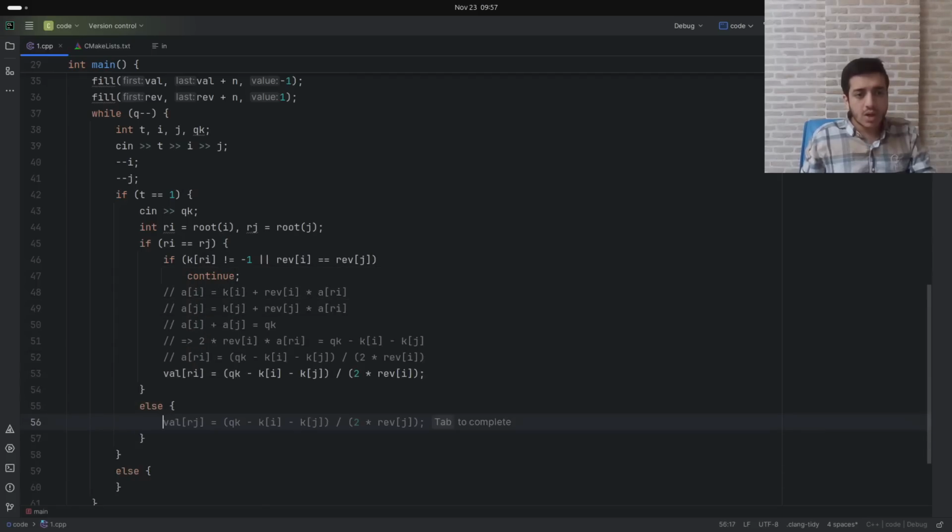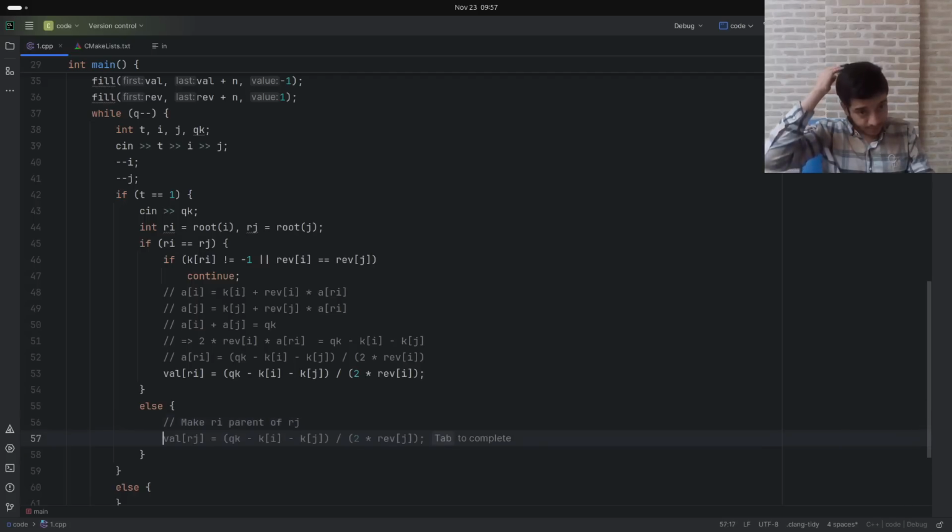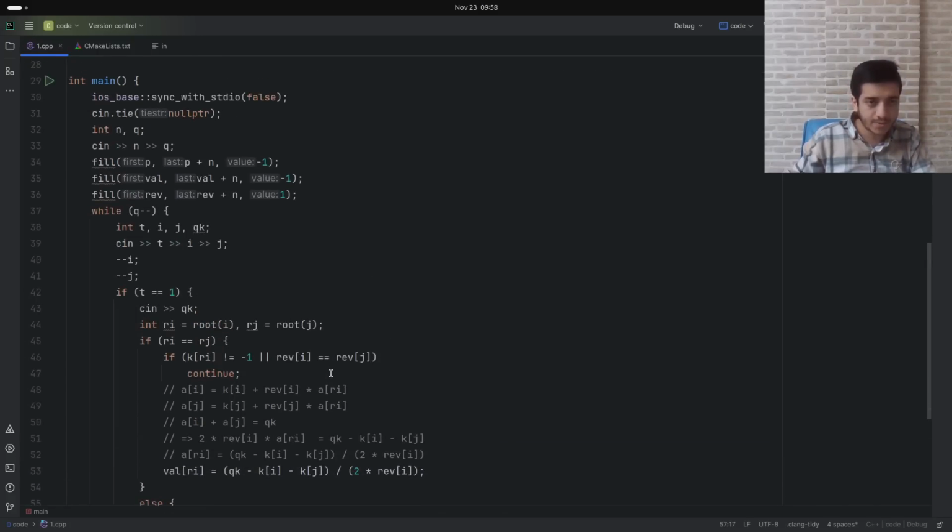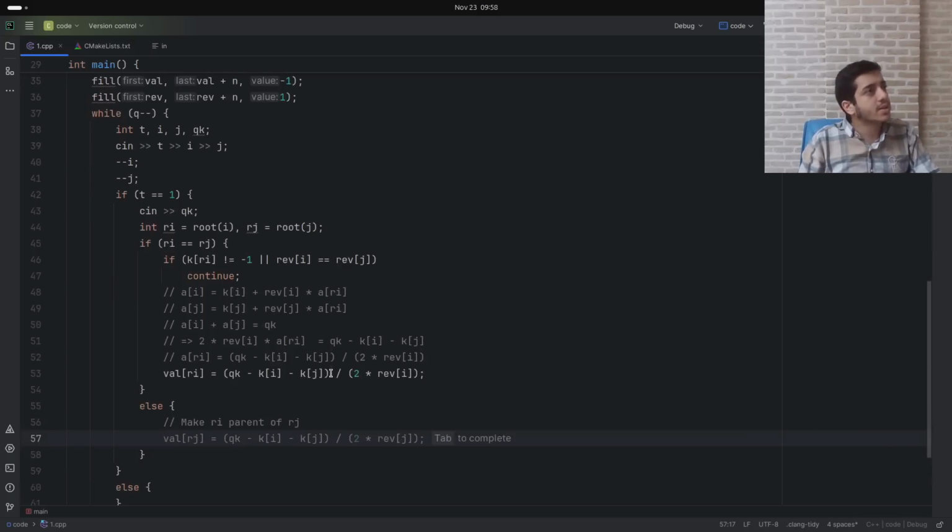Else, we know that we want to make R I the parent of R J. And that's a bit tricky here, because of the following.